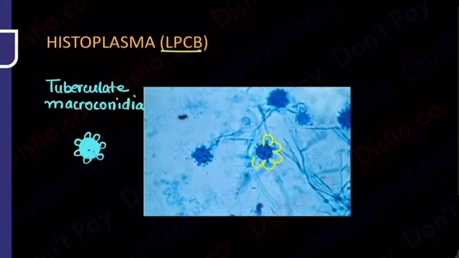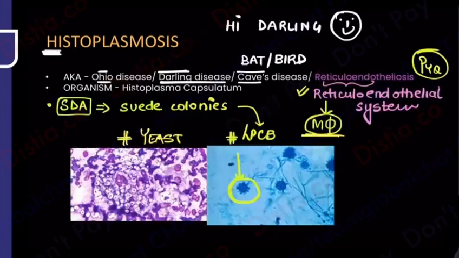So how am I going to learn all of this? And now I'll tell you the trick. The first thing about histoplasma that I told you was high Darling. So that will remind you that, yeah, it is high for Ohio, Darling for Darling disease related to bird and bat, so known as cave disease, going to happen in the macrophages, so known as reticuloendotheliosis.